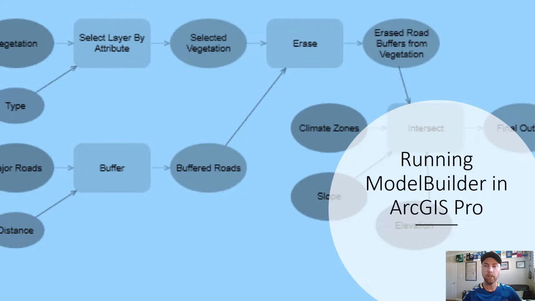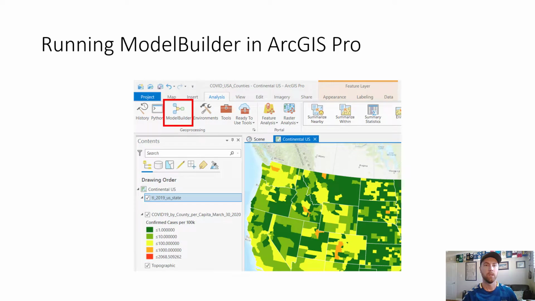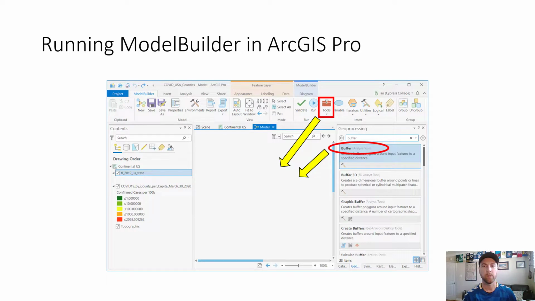All right, running ModelBuilder in ArcGIS Pro. So first thing you'll want to do is click on that ModelBuilder button, right? You can also right-click on the toolbox and create a new model, or if a model already exists, you would right-click on that model and click on Edit, and that will bring up the ModelBuilder environment. As I said before, you will want to either drag and drop, so you'll click on the Tools button to bring up your geoprocessing tools, do a search for those there, then you drag it and drop it in. Remember WYSIWYG, what you see is what you get.